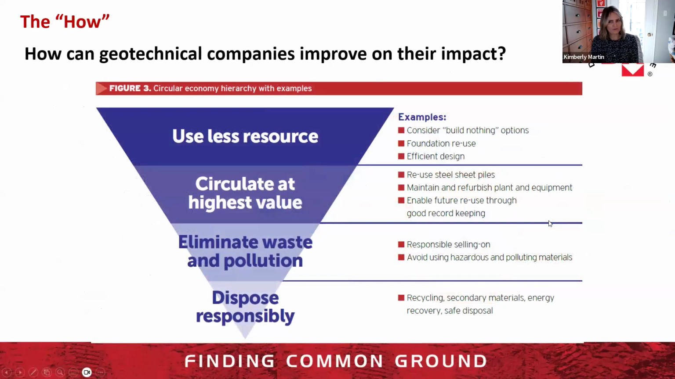We have another hierarchy for the circular economy, again, related but not exactly the same as the one I showed for carbon reduction, starting with foundation reuse, then reuse materials and keeping things we own circulating at its highest value. For example, I like the concept of extending the useful life of our equipment. Then making sure we eliminate waste and pollution as best we can. This includes careful ordering of materials so we don't have a lot of waste, and also trying not to use hazardous materials. And finally, disposing carefully. So we try not to have big cutoffs of steel piles as an example, but if you do have steel scraps, making sure they're recycled.